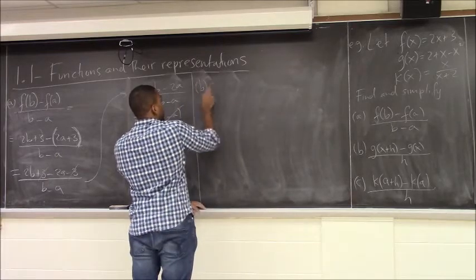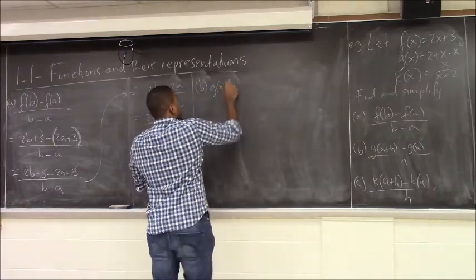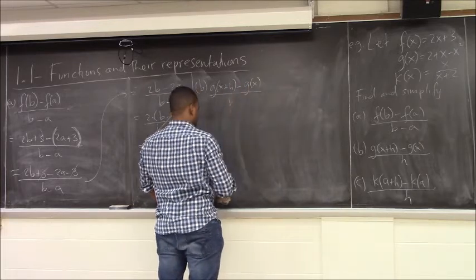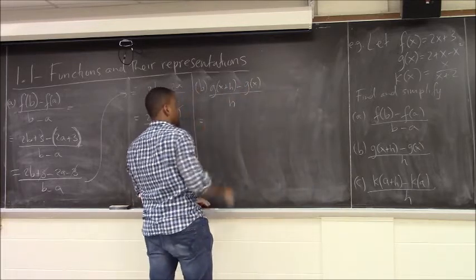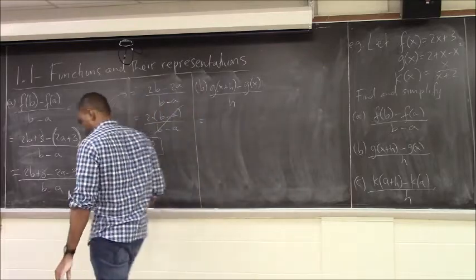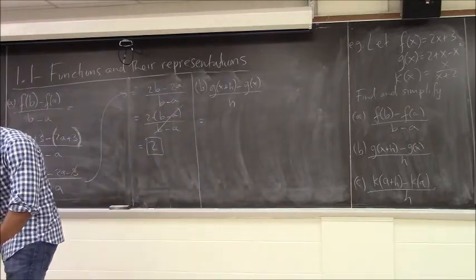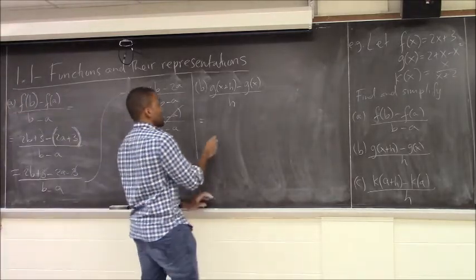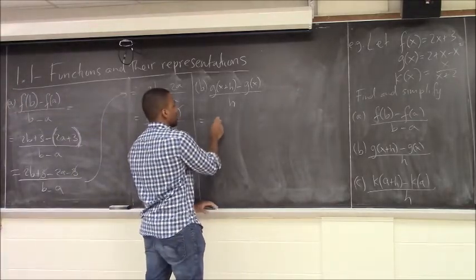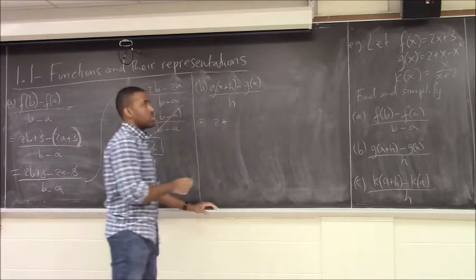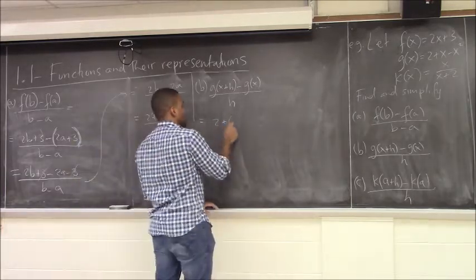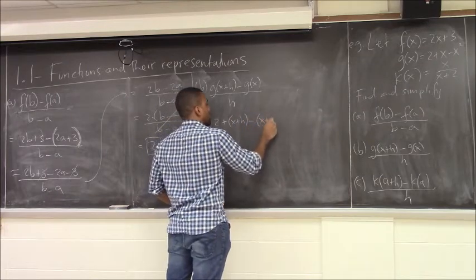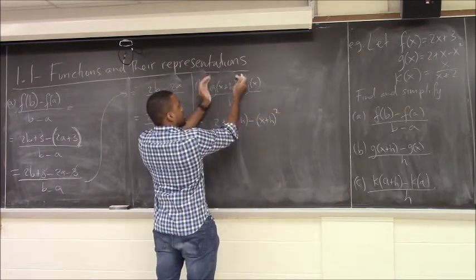B. g of x plus h minus g of x all over h. What's that equal? Well, g of x is this, so it's 2 plus x plus h in parentheses, x plus h, minus, in parentheses, x plus h. Right, that's your g of x plus h.